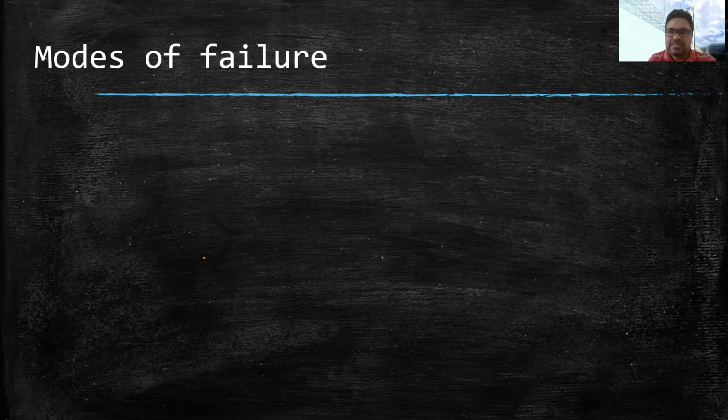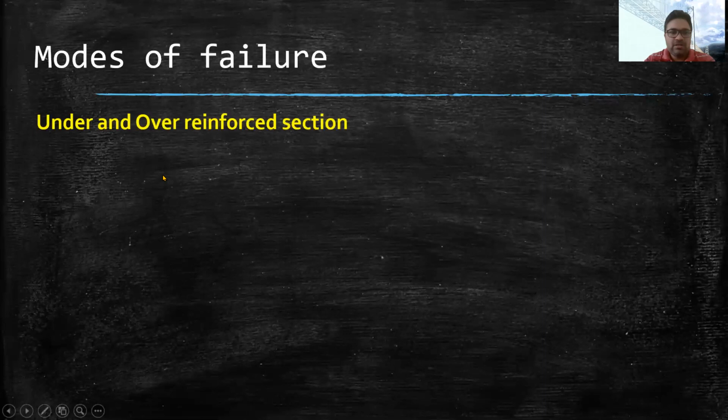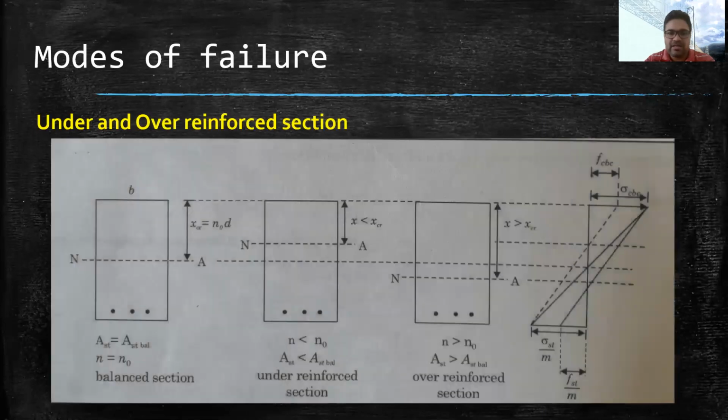So, in this part, we will see another type of modes of failure, which is under reinforced and over reinforced. We have already understood what is an under reinforced section and what is an over reinforced section. So, in this part, we will see more features of these under and over reinforced sections. First of all, I will show you this diagram.